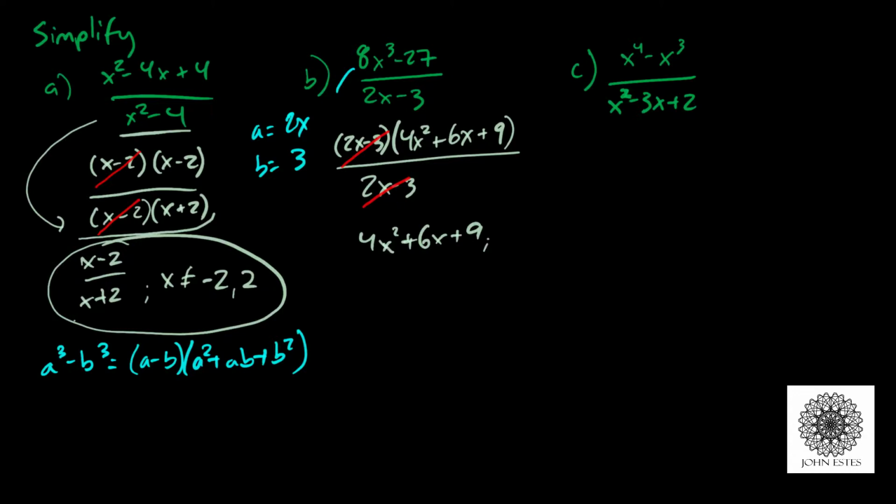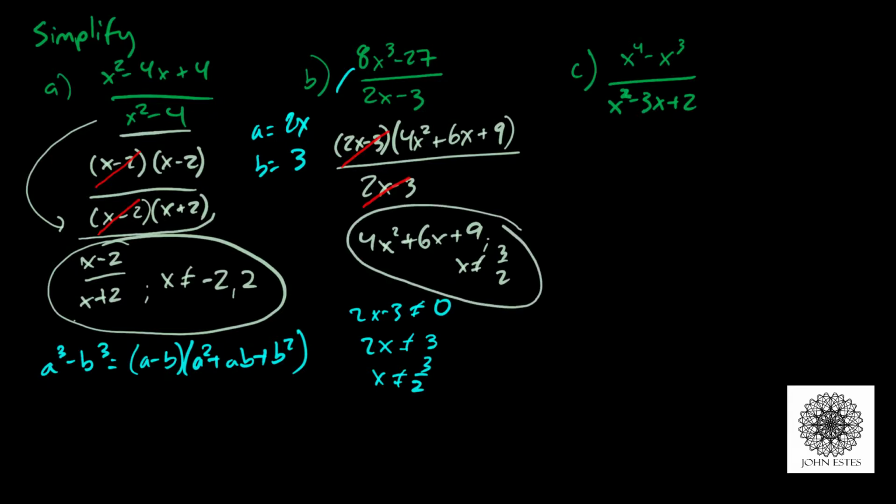And I do need to mention my restriction. So what is my restriction? Well, you might have to do some scratch work, but you think, okay, let me think. 2x minus 3 cannot be 0. So that means 2x cannot be 3. So x cannot be 3 halves. So there's my restriction as well. So here x cannot be 3 over 2. And there's my solution.